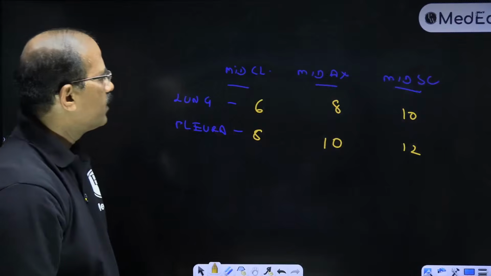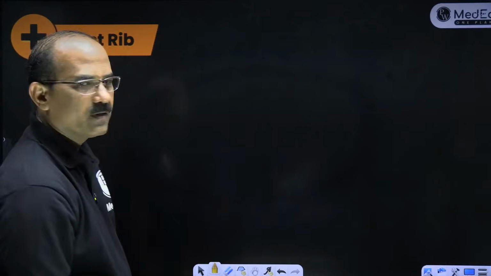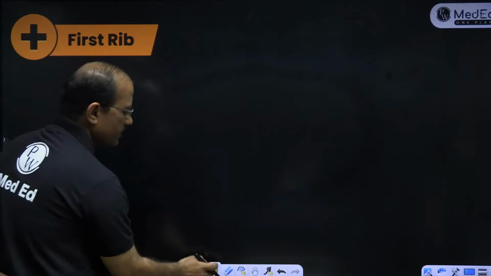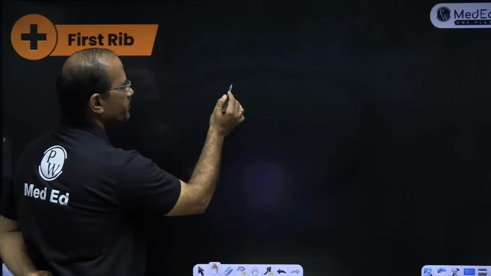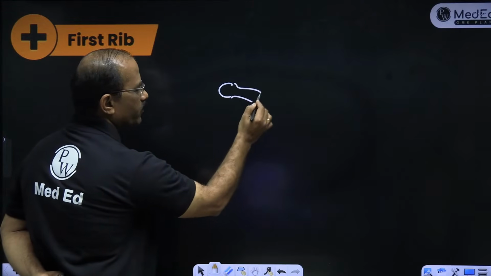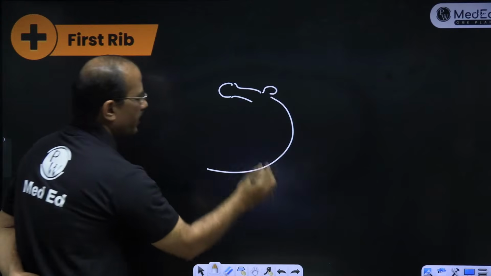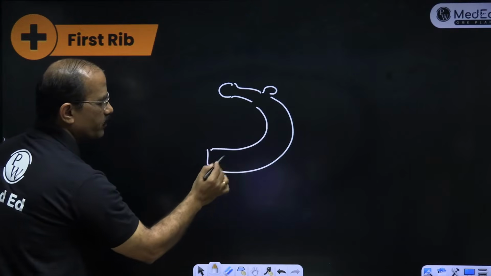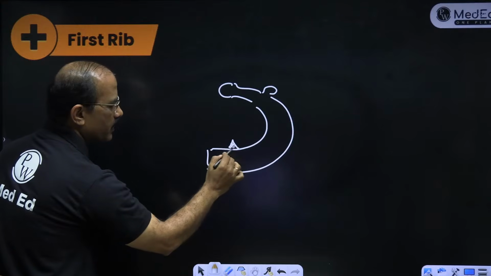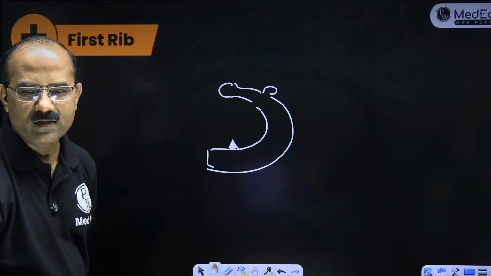Fine. Okay. Now a first rib comes up. This is very important. First rib. That's the head of the rib. That's the neck of the rib. This is the tubercle and this will be the shaft of the rib. What is this? Can anyone tell me what this is?